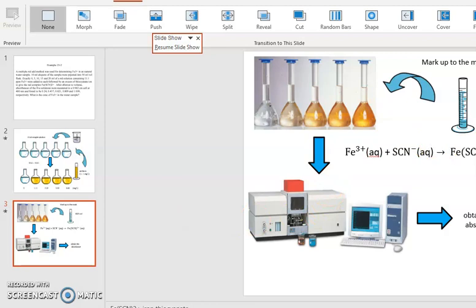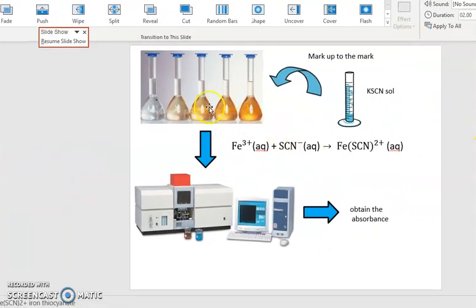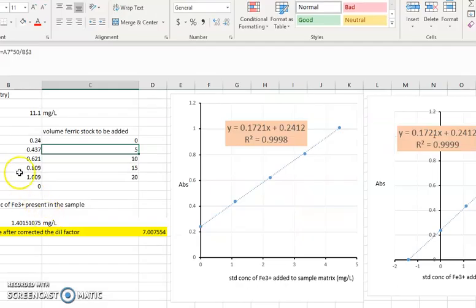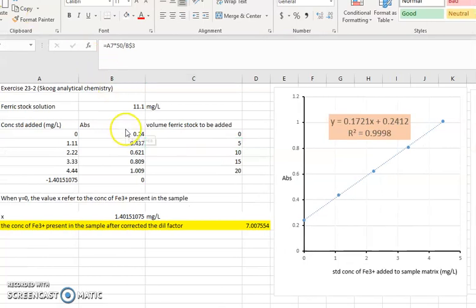After that, all these flasks will be diluted to the final volume with potassium thiocyanate. These are the absorbances that were measured. So from the concentration of the iron and the absorbance, we can plot the calibration curve, as shown here.